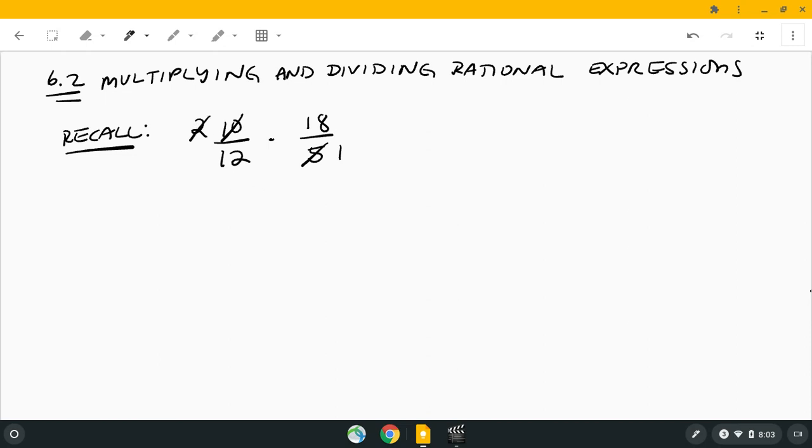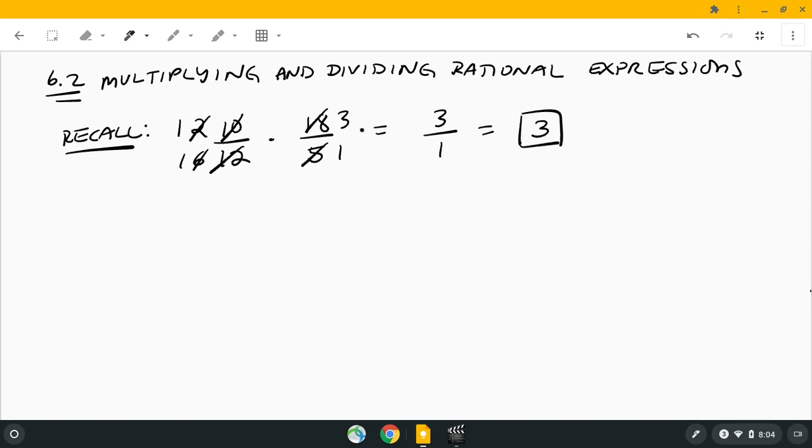So 2 goes here once. 2 goes here 6 times. But then I also see that 6 and 18 cross cancel. So 6 goes here once and 6 goes here 3 times. And I can see here 1 times 3 across the top is 3, and across the bottom, 1 times 1 is 1. And so the answer is 3.